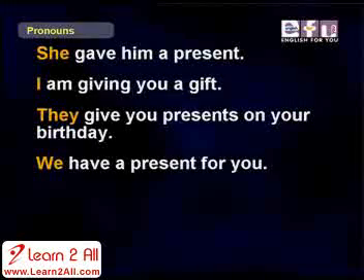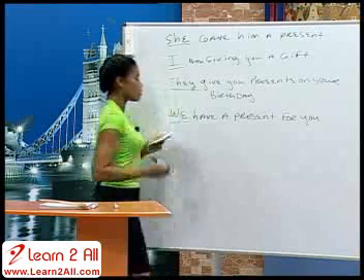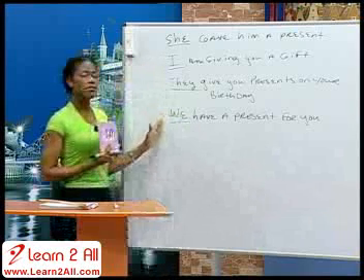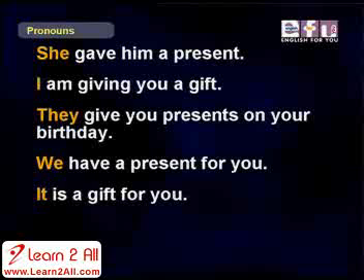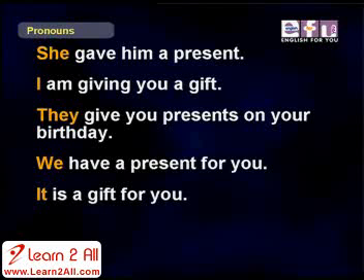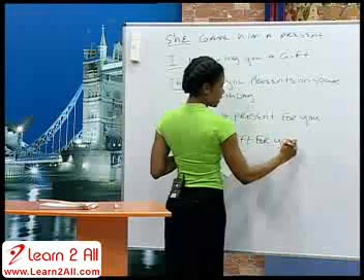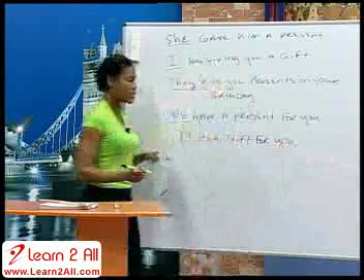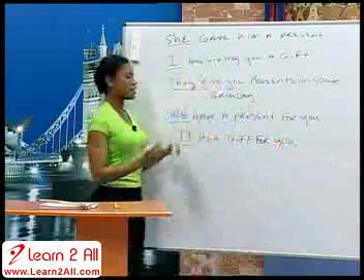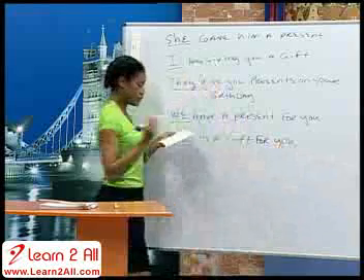Next example, we have a present for you. Subject pronoun is we. We have a present for you. It is a gift for you. Yes, even it can be a subject pronoun. So it is a gift for you.